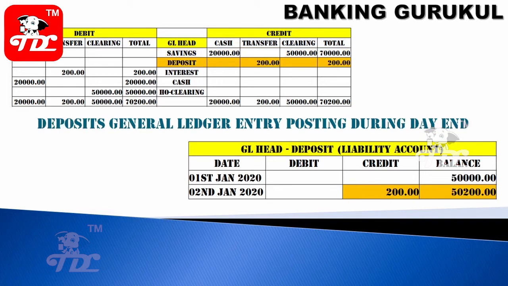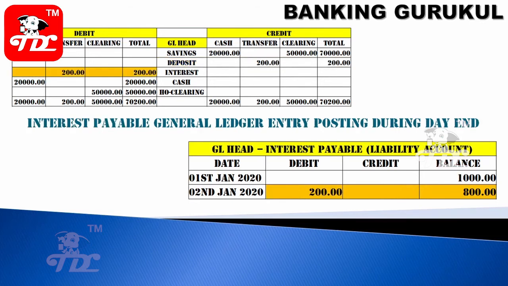Second one will be the deposits ledger entry. In the deposits general ledger you can see a credit of 200 rupees. So the deposit general ledger has increased by 200 rupees. Third one, interest payable general ledger debited. If you see the interest payable ledger account, previously 1000 rupees was there, 200 debited, now the balance is 800 rupees.